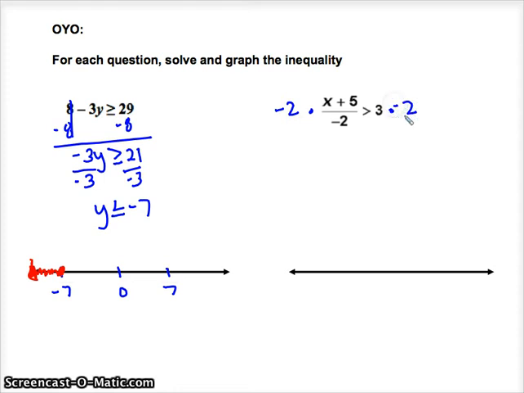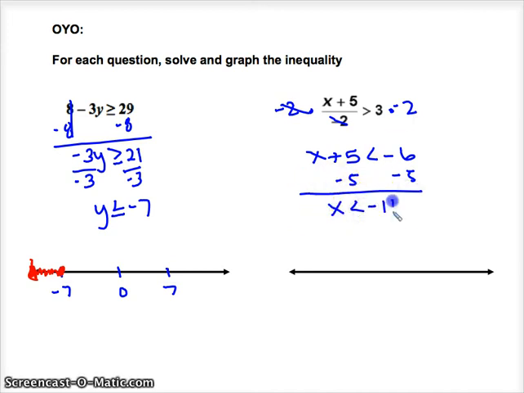Again, you should hear some bells and whistles going off in your head. You've multiplied by a negative. You need to flip that inequality. So what I'm left with is x plus 5 is now less than -6. To finish solving, I need to subtract 5 from both sides. So x is less than -11.